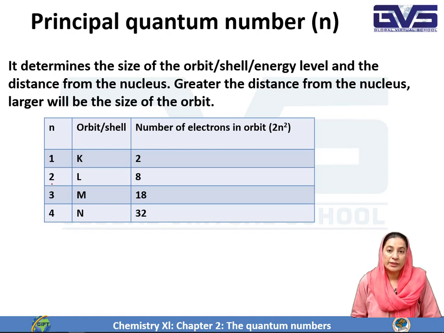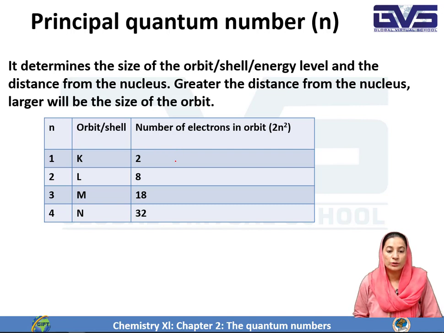When n is 2, it is the L shell. When n is 3, it is the M shell. When it is 4, it is the N shell. K, L, M, N are capital letters for representation of the shell number, or you can say the orbit number. And you can calculate the number of electrons in these orbits by using the formula 2n square.